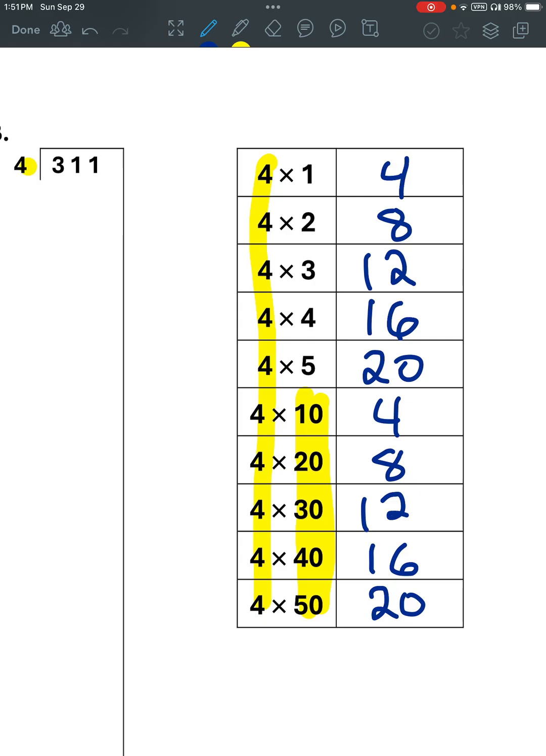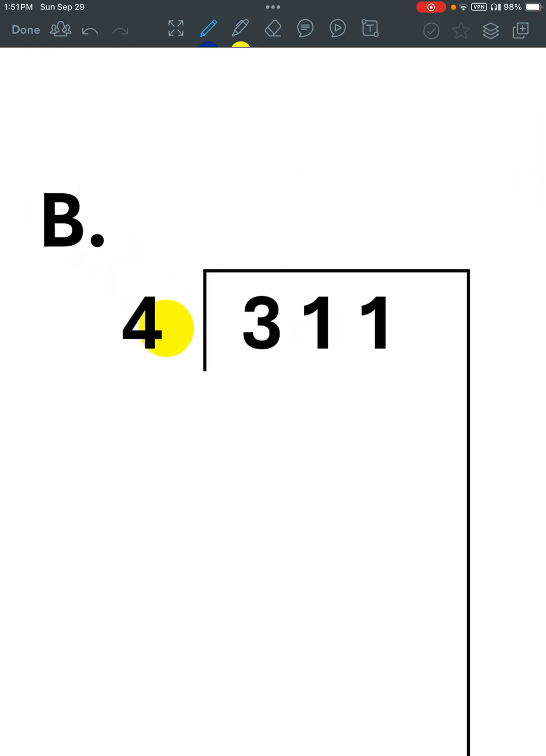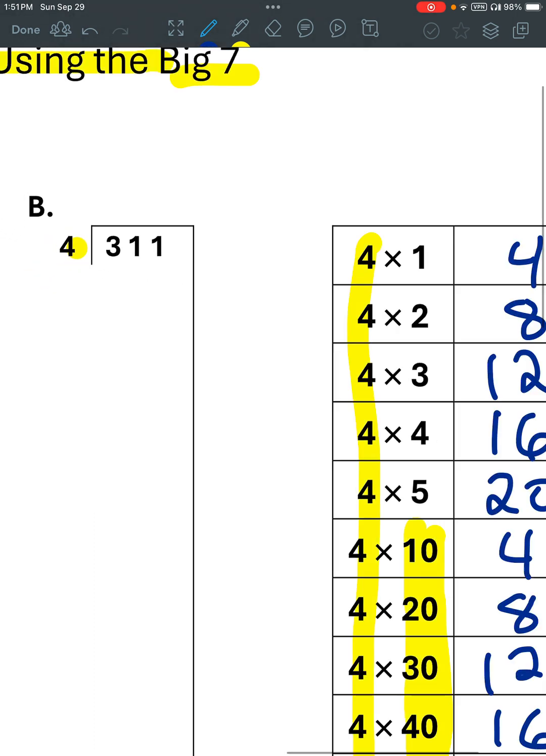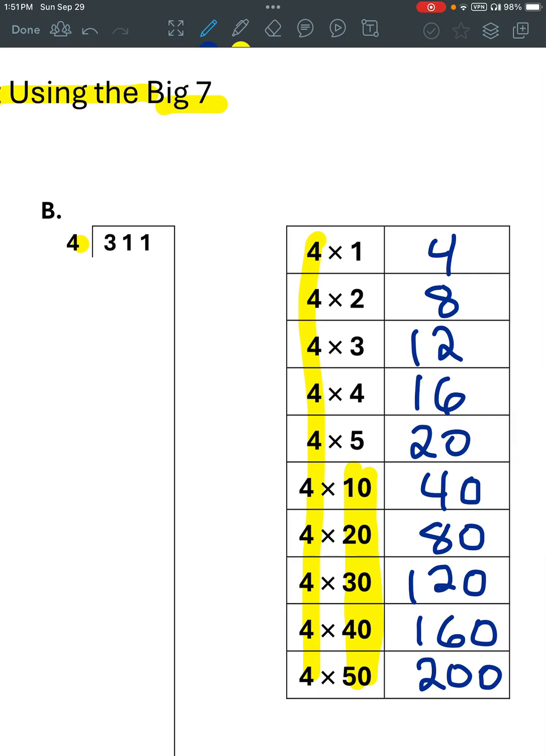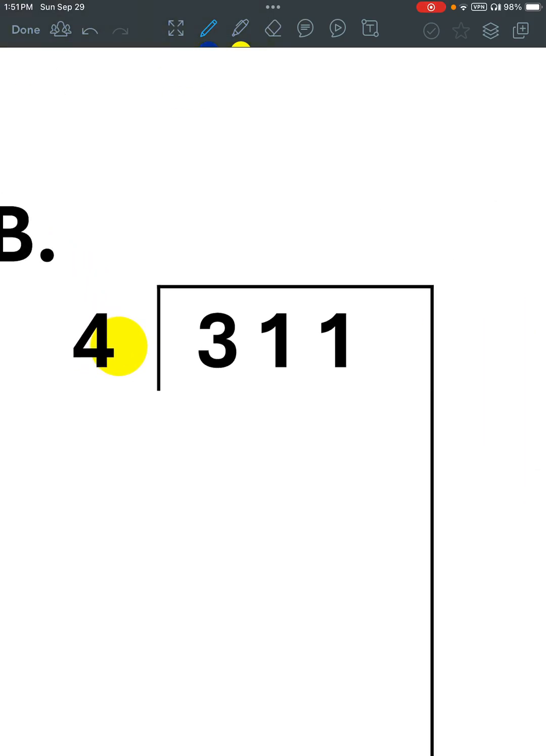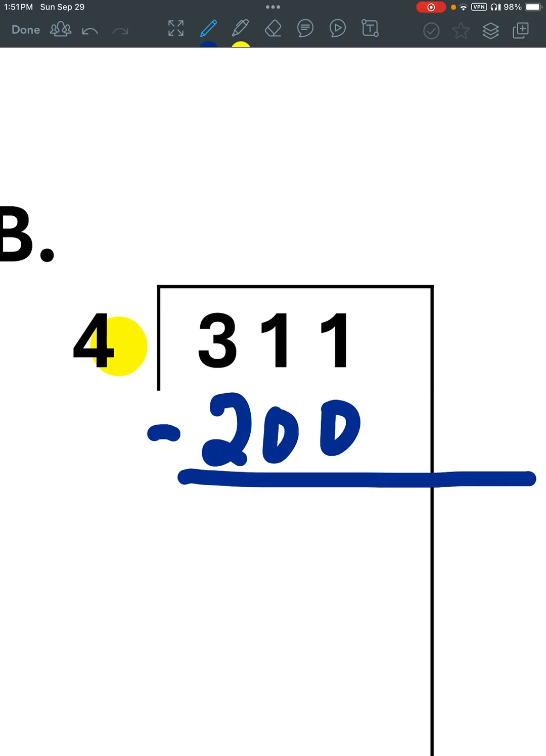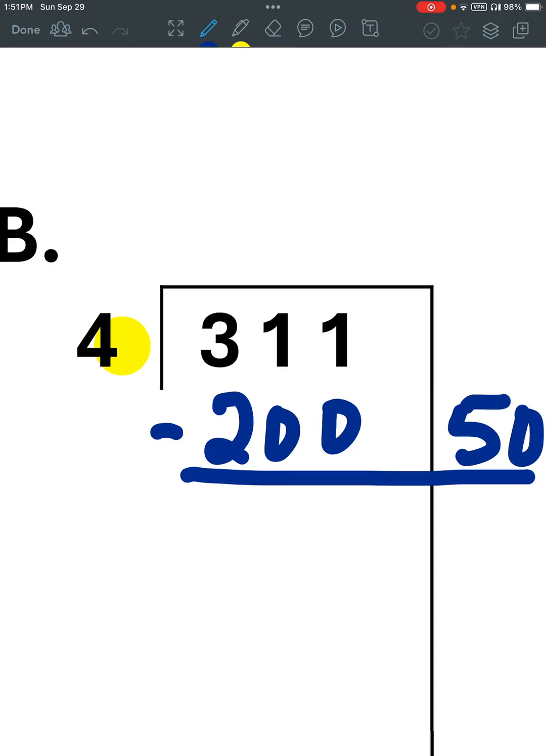I add my zeros: 40, 80, 120, 160, 200. I go to my problem and I'm trying to find the biggest number I can subtract from 311. Going to my table, I can subtract 200. I'm going to circle the factor 50. I'm going to come over to my problem and subtract 200. I'm going to put my factor 50 over here.